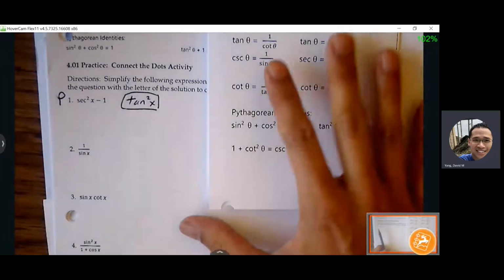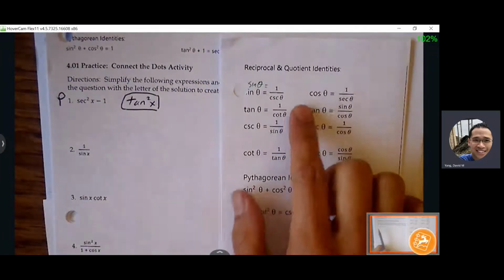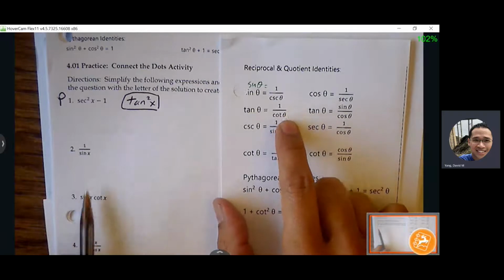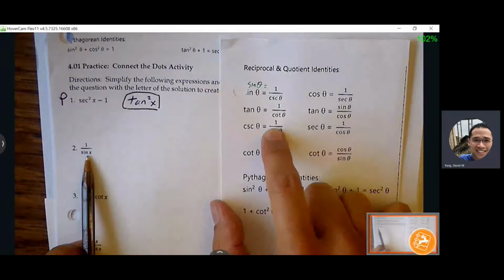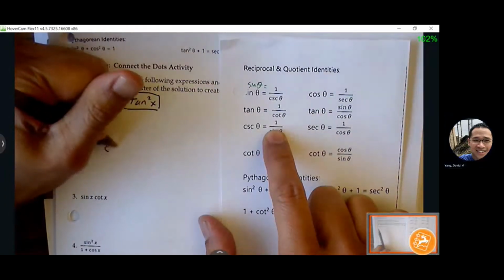Some of these are pretty straightforward. We can rely on reciprocal identities to get there. So 1 over sine x is just going to be cosecant x.